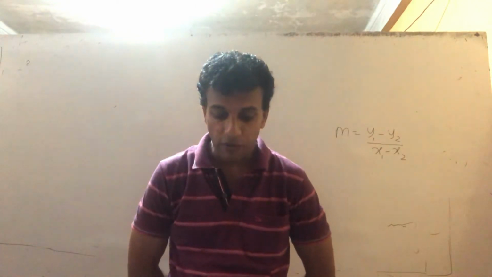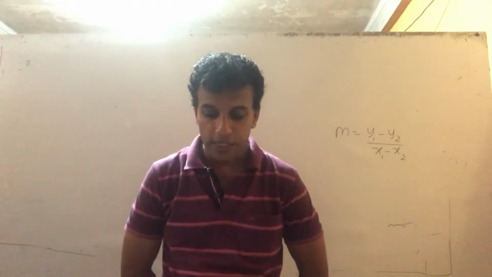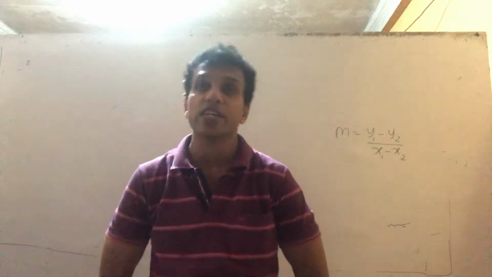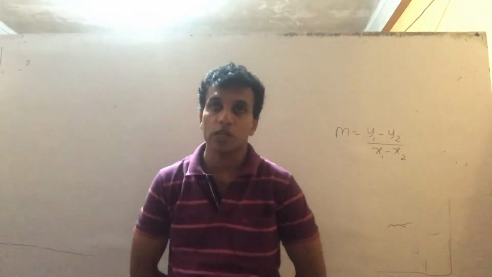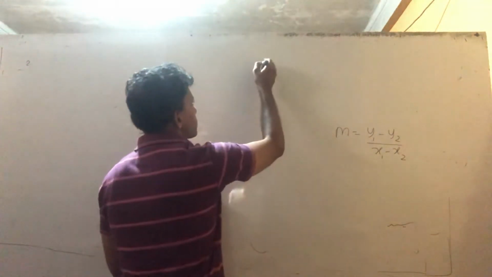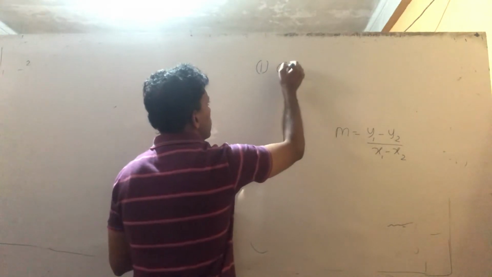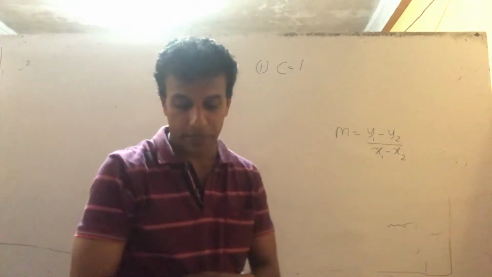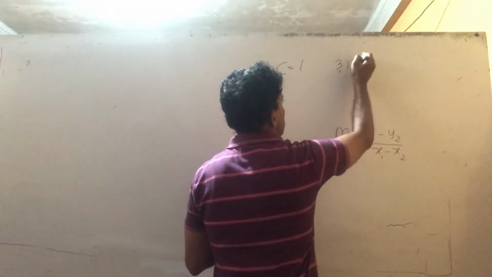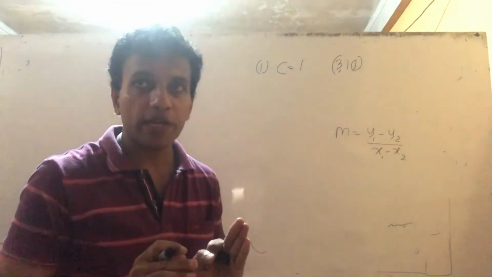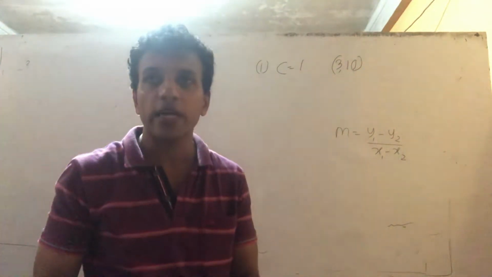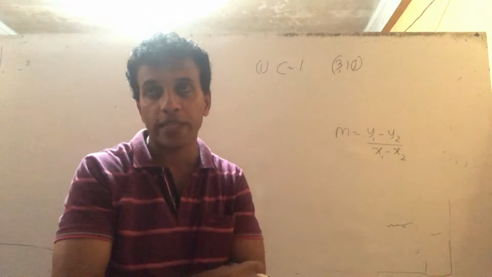For each graph with the given intercept and passing through the given points, write down the equation of the corresponding functions. See the first problem there. They said C equals 1. C means intercept. Intercept is 1 and the line passes through 3, 10. If you identify properly how I am showing this explanation and how I get this answer, then you can work all the following problems given hereafter.